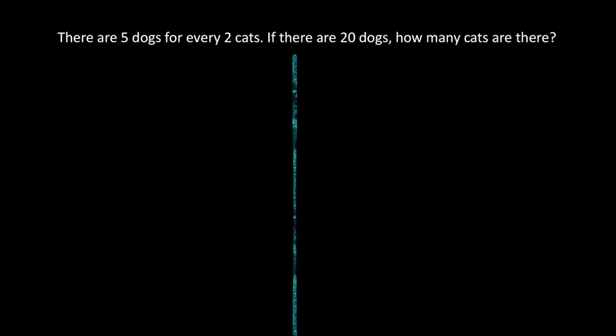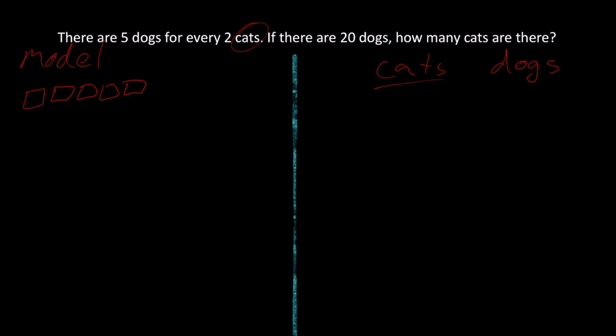Okay, so try this one. This is the model side, and this is where you're using the cats and the dogs, and I want you to think about which method you like better. So pause it and then come back. And I didn't draw this out for you. Squares are going to be dogs, circles are cats. So for every 5 dogs, there are 2 cats.